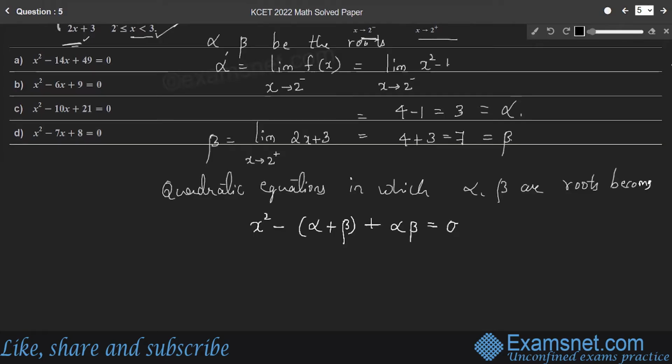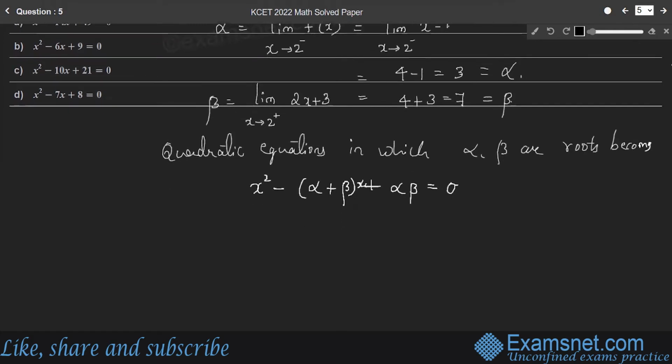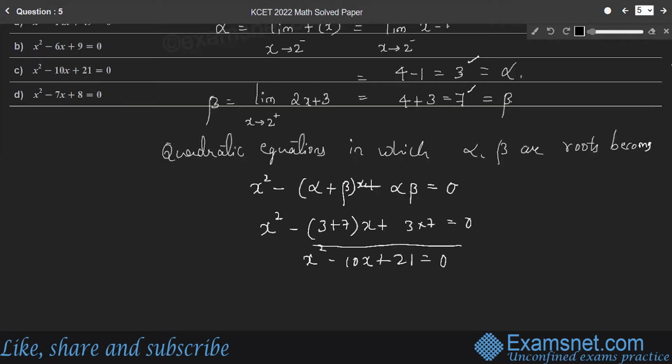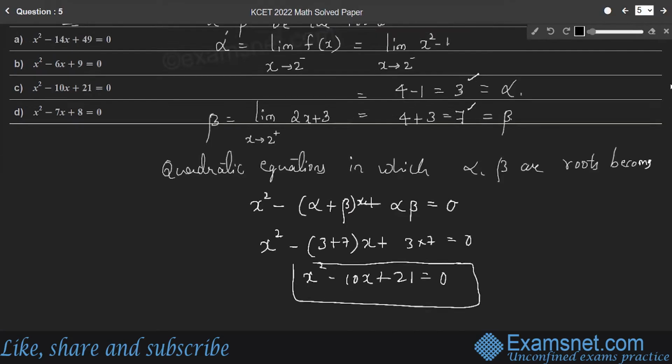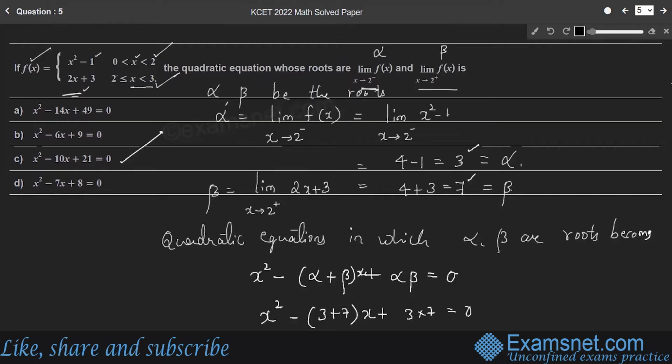So the general quadratic equation in which alpha and beta are roots is x square minus (alpha plus beta) into x plus alpha into beta is equal to 0. Here alpha is plus 3, beta is plus 7. Therefore, the equation becomes x square minus (3 plus 7) into x plus 3 into 7 is equal to 0. Therefore, x square minus 10x plus 21 is equal to 0 is the quadratic equation. Option C is the right answer.